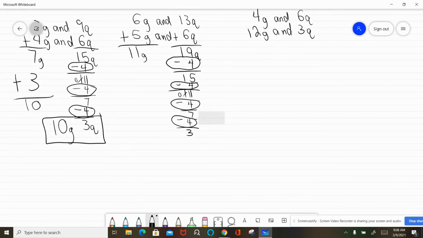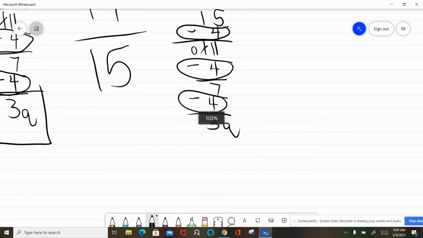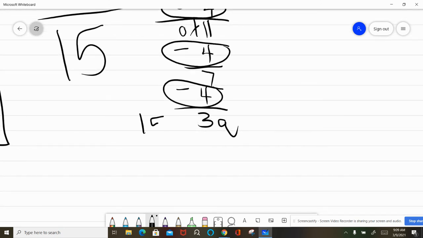So final answer, we're going to have 3 quarts. And then we need to add our gallons. So how many gallons did we just make? We made 1, 2, 3, 4. So we're going to add 4 gallons to the 11, 11 plus 4. And that leaves us with 15. So our final answer is going to be 15 gallons and 3 quarts.